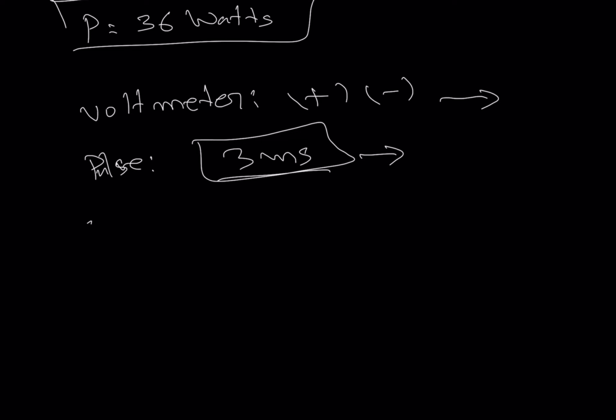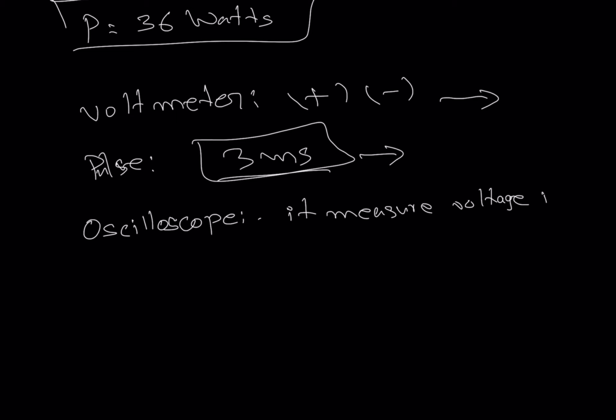For that we use a device we call an oscilloscope. It is actually a voltmeter. It measures voltage in a short period of time.